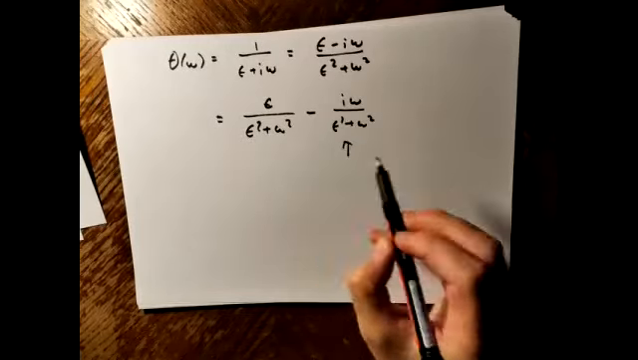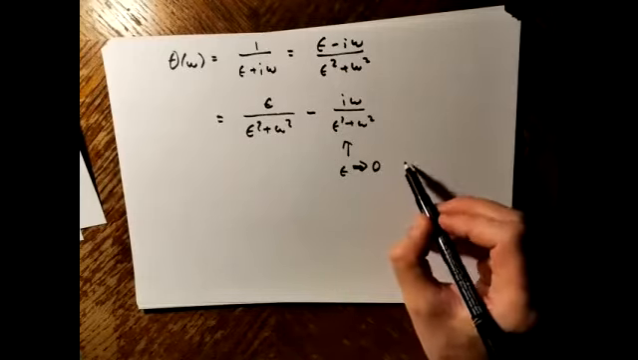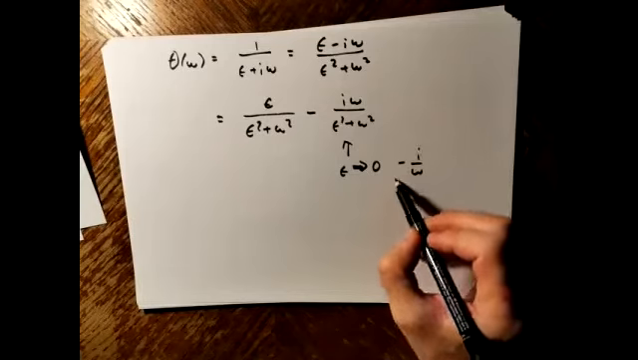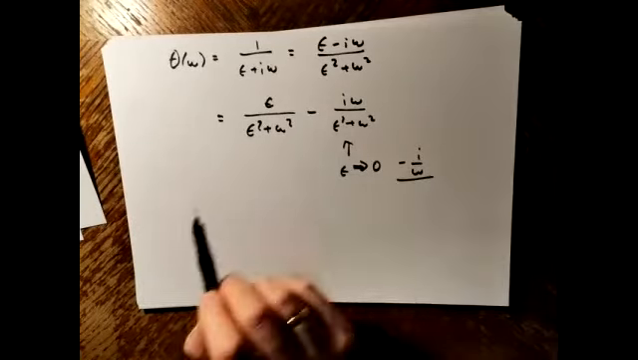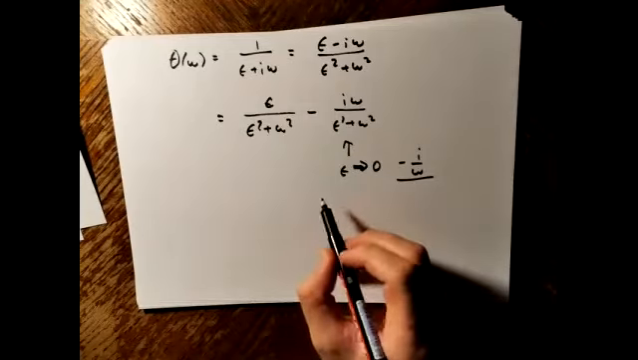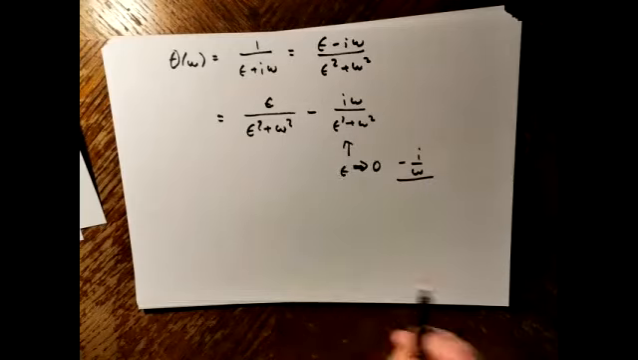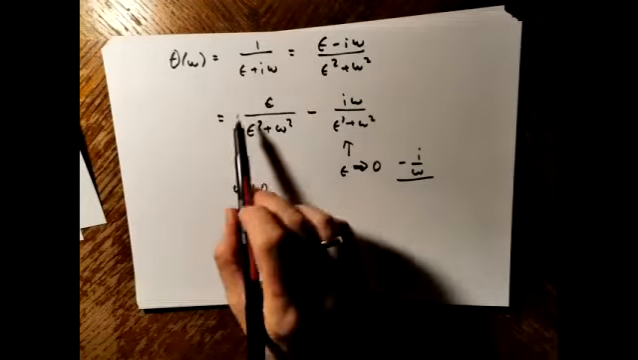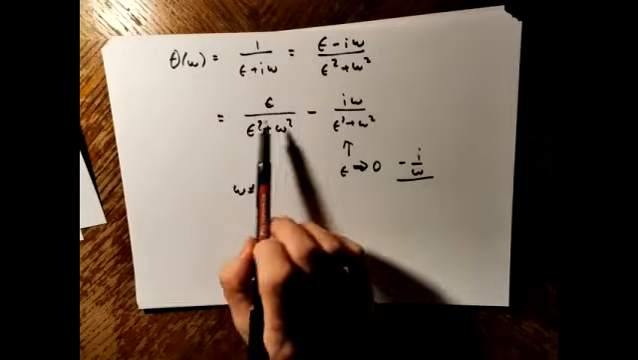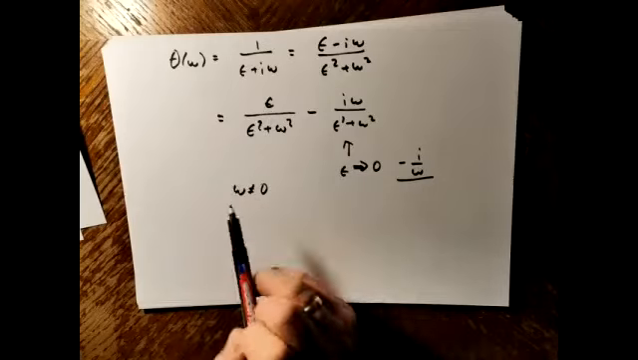Well, in this one, it's easy to take the limit. If I take the limit of epsilon going to 0, I just get minus I over omega. Fine, but what about this one? Here it's a little bit trickier, because the limit depends on what omega is. So if omega is not equal to 0, then if I take the limit of epsilon going to 0 here, I'm going to get epsilon over epsilon squared, which is actually 0.